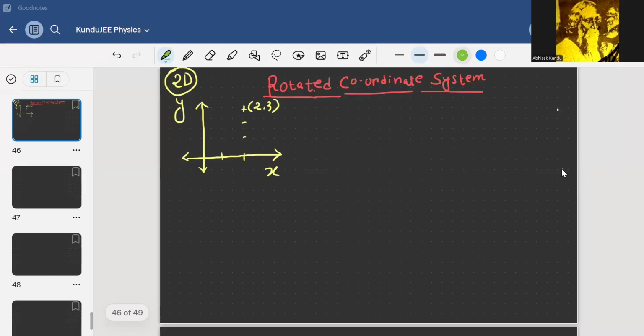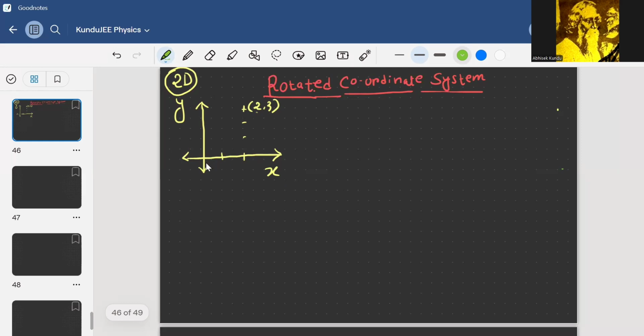Hello everyone. In this video, we'll talk about the rotated coordinate system. So first, we'll take our initial coordinate system or standard coordinate system. Let's say x and y is in our 2D coordinate system. Okay. So in this coordinate, one point is there. This point is 2, 3.